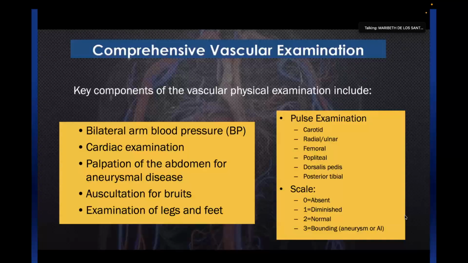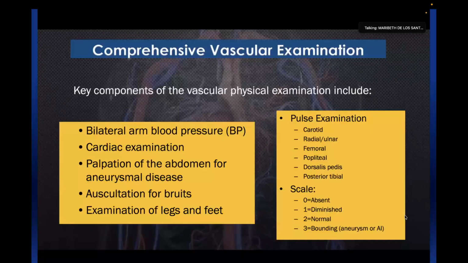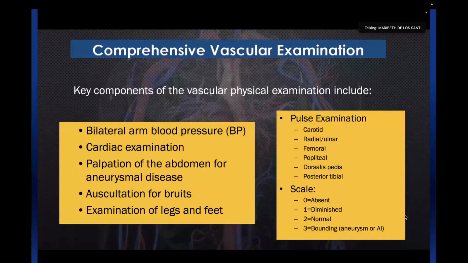And you have to examine the peripheral pulses with the following scale: 0 if you cannot palpate any pulse, or absent, 1 if the pulse is diminished, 2 if it's normal, and 3 if the pulse is bounding, most probably due to AI or aortic regurgitation.